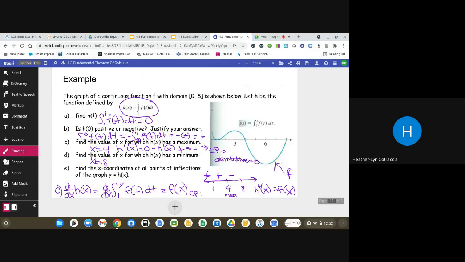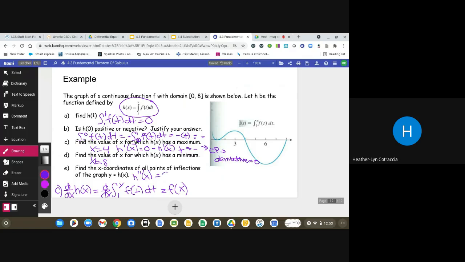Okay, and then last but not least, it says find the coordinates of all the points of inflection. Okay, so I'm going to erase some of this. Where can I erase? Okay, so points of inflection happen when the second derivative equals 0. So when h double prime of x equals 0.